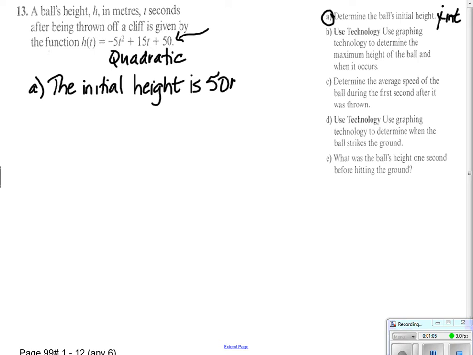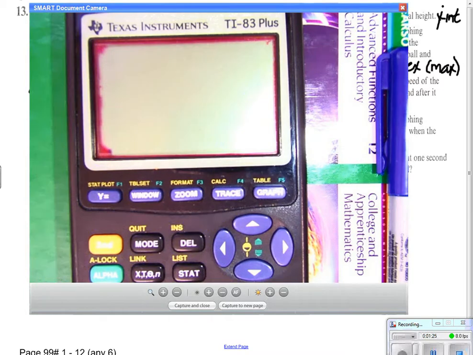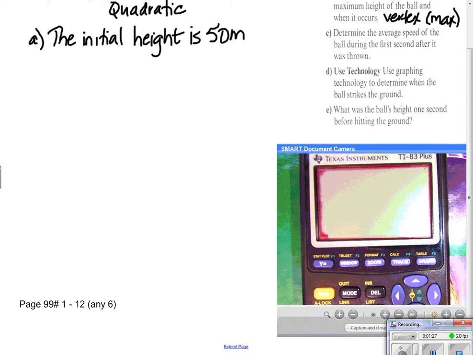Part B asks us to use technology to determine the maximum height of the ball and when it occurs. Since we have a quadratic, we know that we are looking for the vertex, the only max that we're going to have. So we need to type this equation into the graphing calculator and look for the maximum value.